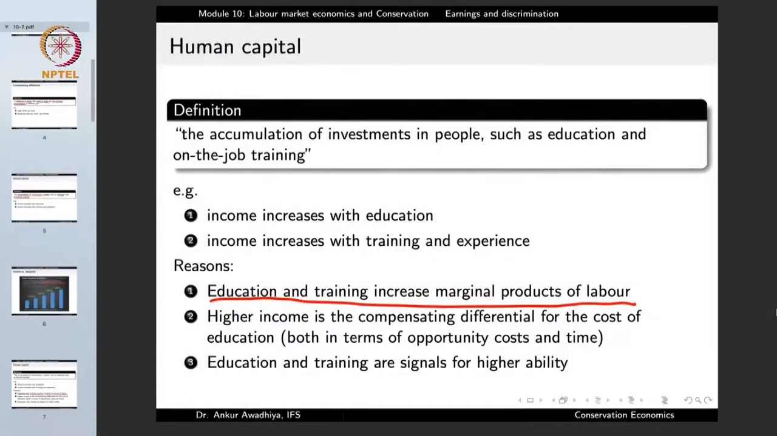Another reason is that higher education is the compensating differentiator for the cost of education, both in terms of opportunity cost and time involved. So what we are saying here is that the higher income of the people who are educated more is the society's way of compensating them for the troubles that they have taken. Troubles in terms of the opportunity cost. That is, if the person with the higher degree, if he or she had not gone for the higher education, he or she would have been working somewhere. And by working somewhere, they would have been earning some amount of compensation, some amount of payment.